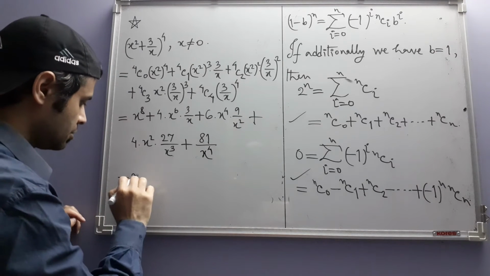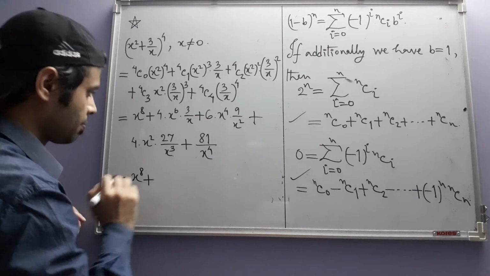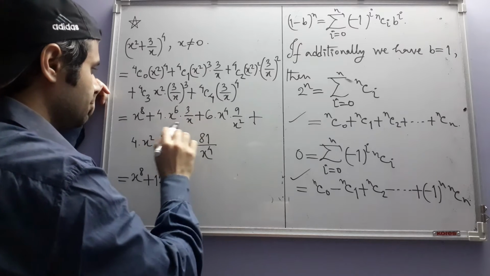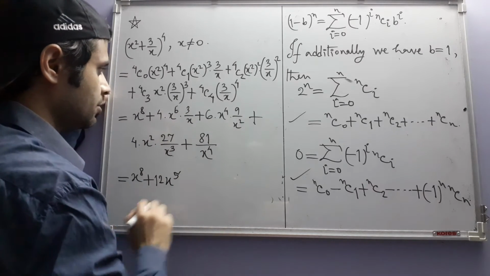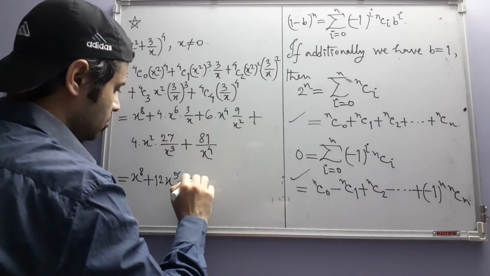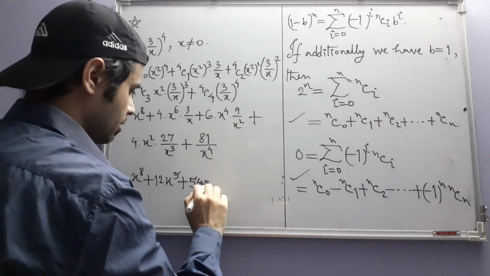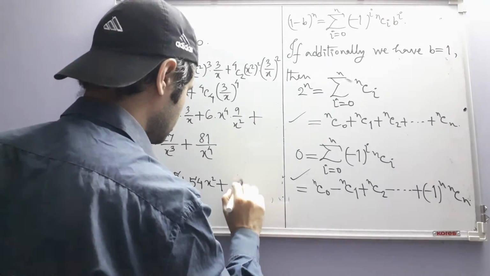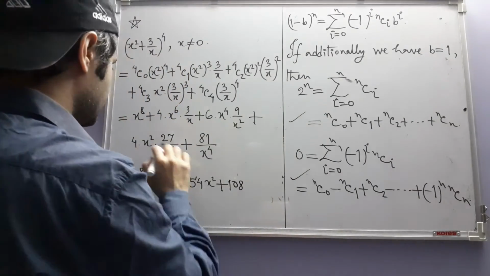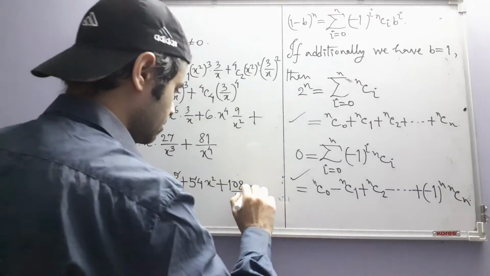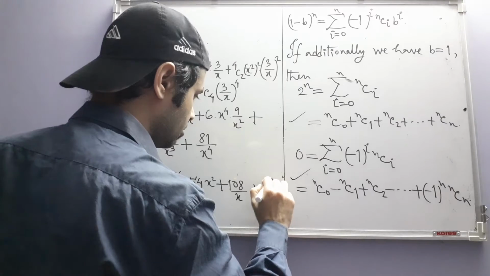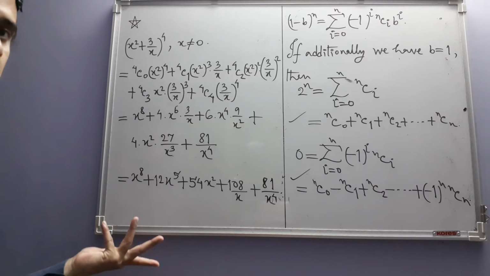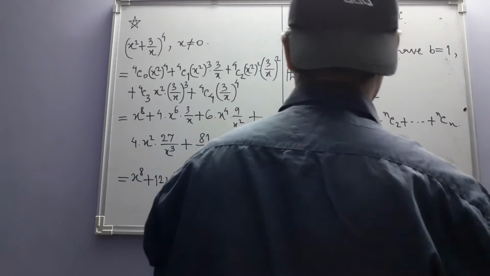And this equals, if we simplify, plus 4 times 3 is 12. X to the power 6 divided by x is x to the power 5. 6 times 9, 54. X square plus 108. X square divided by x cube is 1 by x, plus 81 divided by x to the power 4. So this is the expansion. So in this way we can expand using the binomial theorem.